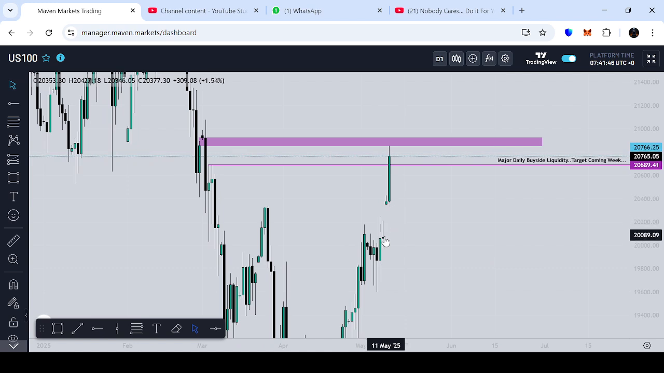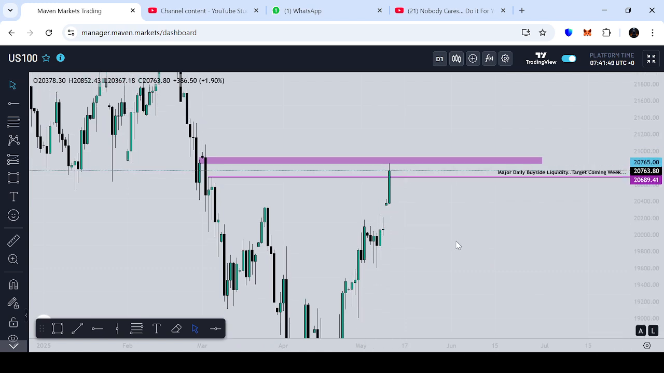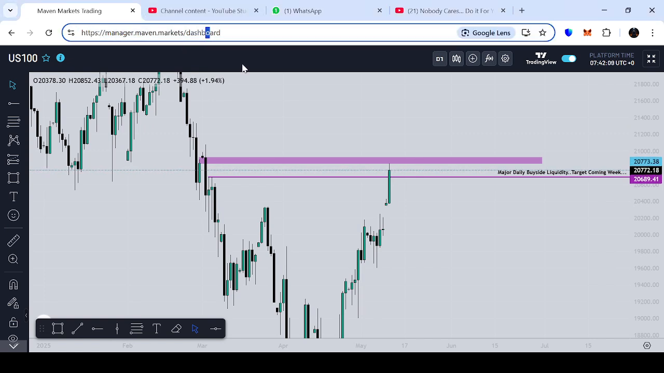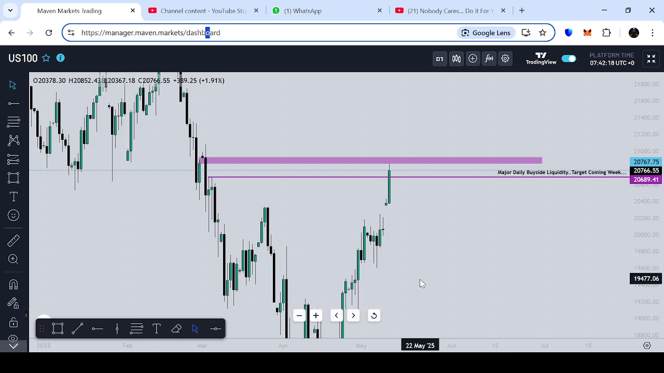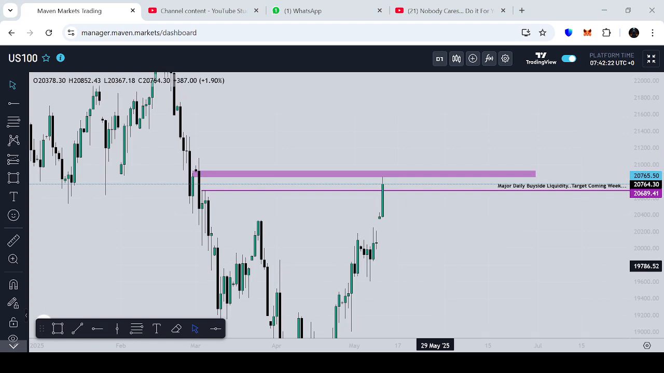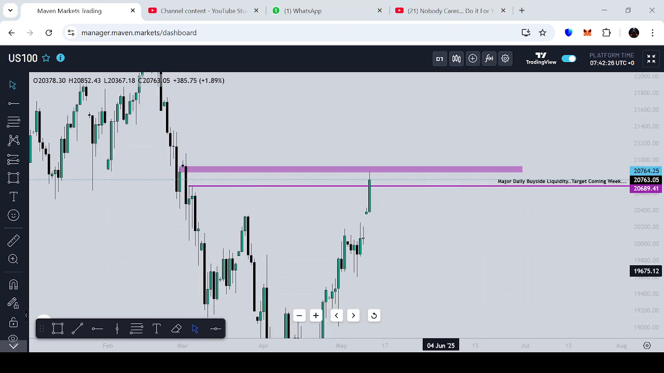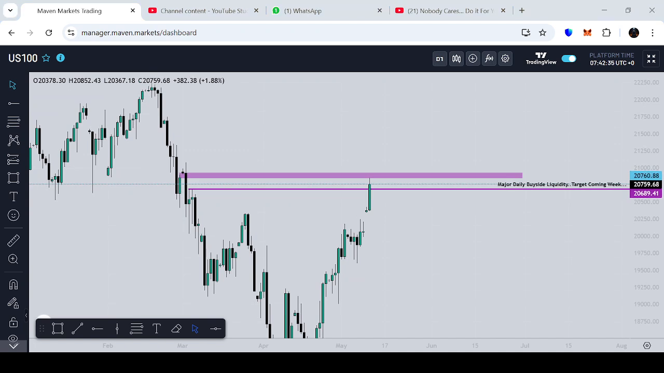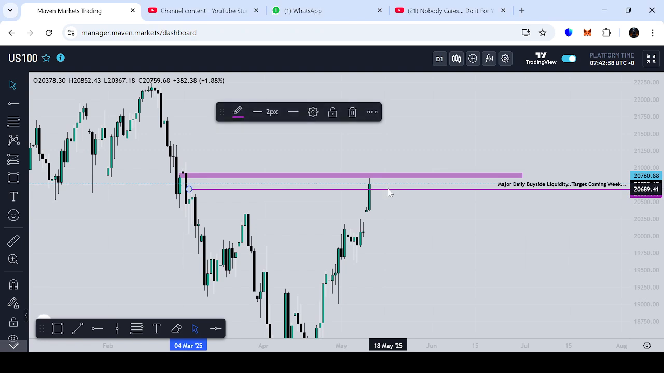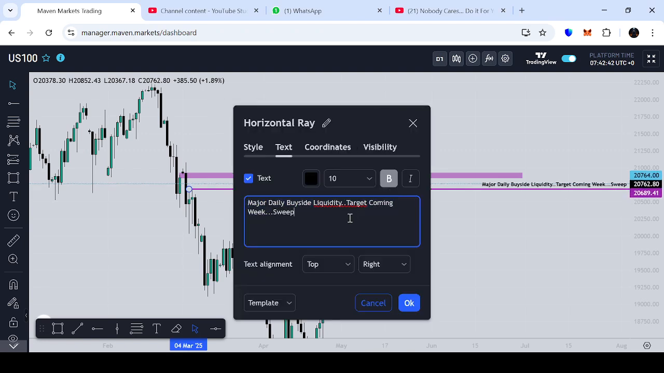This is the new week opening gap. The new week opening gap. That's a nice delivery. Sweep.